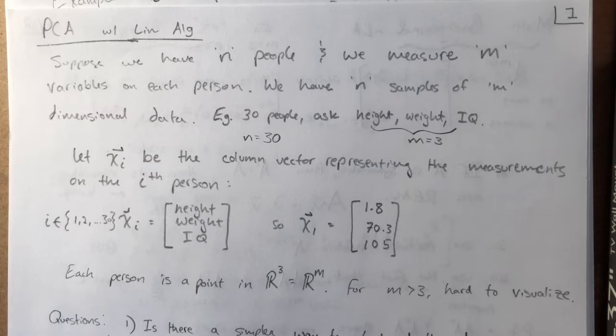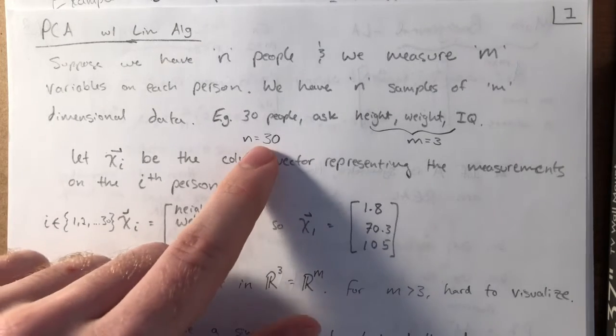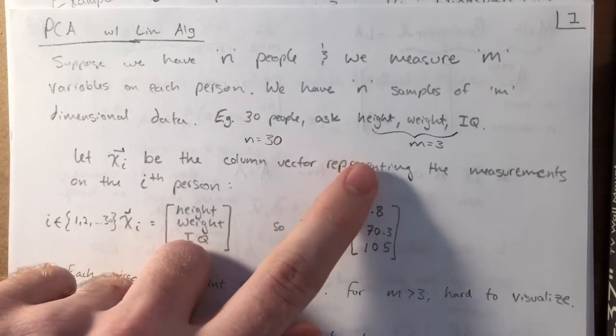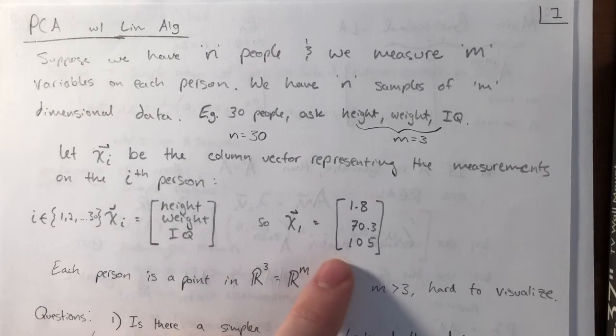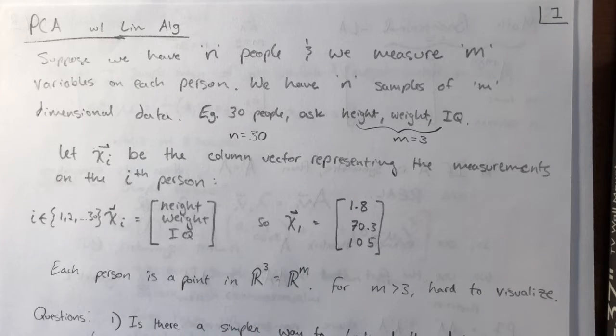Here's an example with n people and m variables that we measured for each person. Let's say we have 30 people and we ask each their height, weight, and IQ. We can organize this data: let xi be the column vector representing all the measurements on the ith person. So there are 30 of these. The first one could be 1.8 meters, 70.3 kilograms, and 105 for IQ.